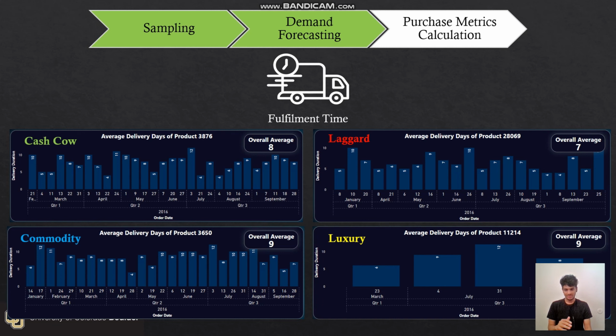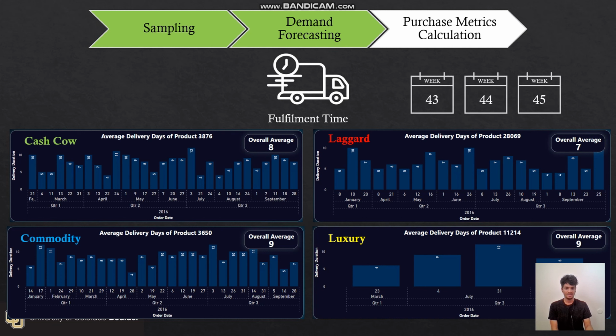So now, on an average, the fulfillment time was around 7 days, a little over 7 days for all the products, and that was considered while placing a purchase as well. So, for example, when planning for week 45, the solution made sure to place a purchase by week 43, at least by the end of week 43, in order to meet all the requirements.